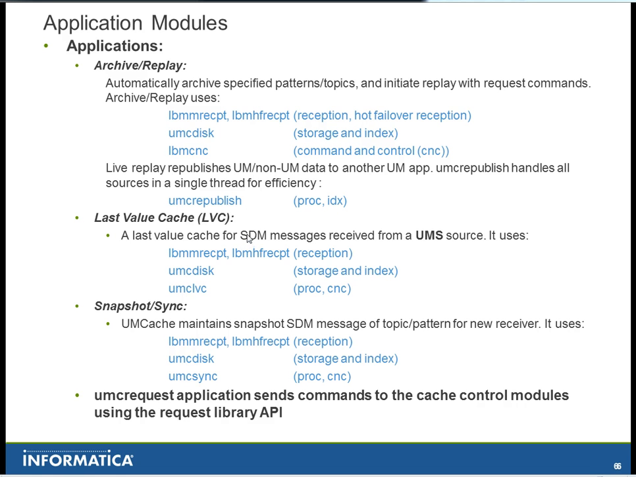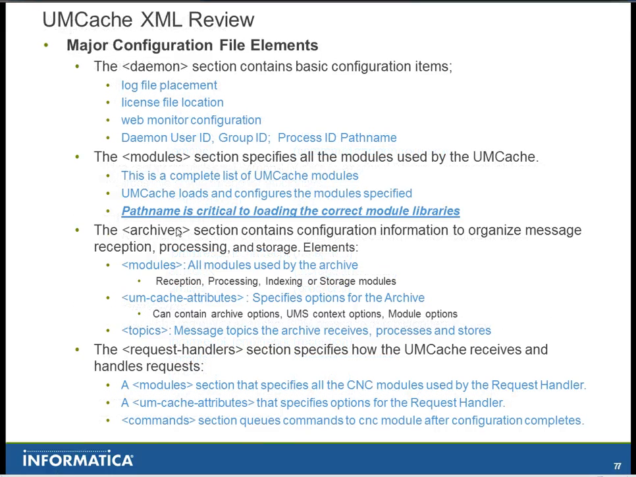The last value cache caches the last values of UMS self-describing messages upon client's request. And the snapshot sync cache also maintains a snapshot of messages that a new UMS receiver can use to automatically synchronize to data. Client commands are sent to the command and control module using the UMC request application. Bear with me, we're almost done with the theory.